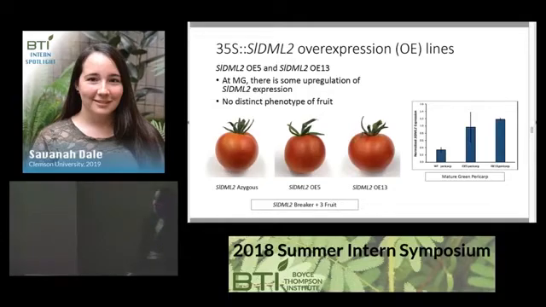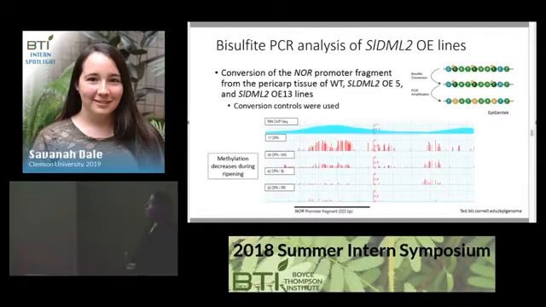However, despite this lack of phenotypic difference between our fruit, we wanted to investigate further what was occurring on the molecular level. In order to do this, I conducted bisulfite PCR analysis of our SlDML2 overexpression lines. We chose to convert the NOR promoter fragment in these overexpression lines because we know that it is demethylated during the fruit ripening process, which is shown here in this chart. These peaks, again, represent the levels of methylation, and they quite clearly decrease during the ripening process.